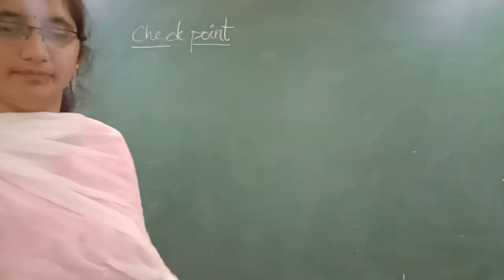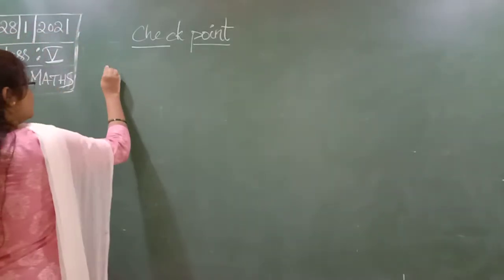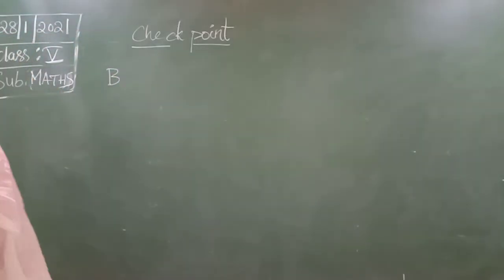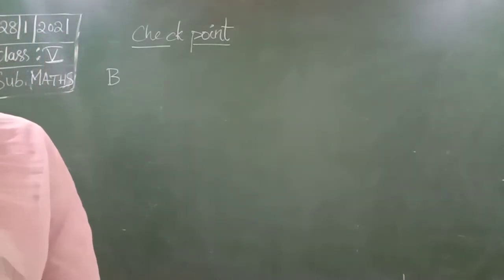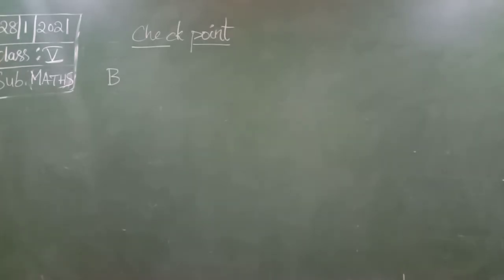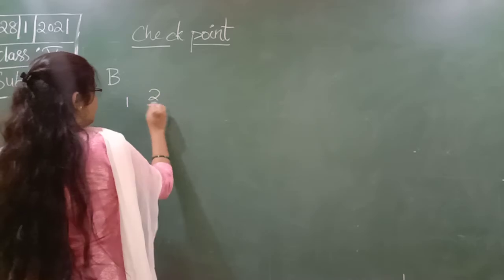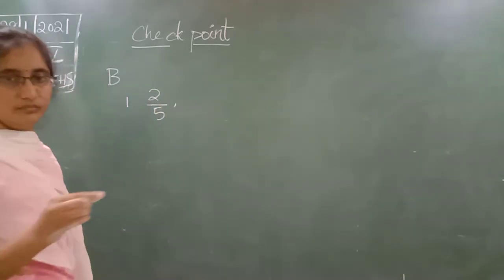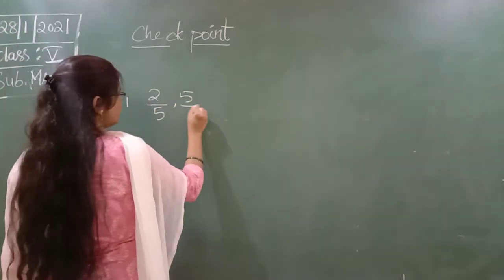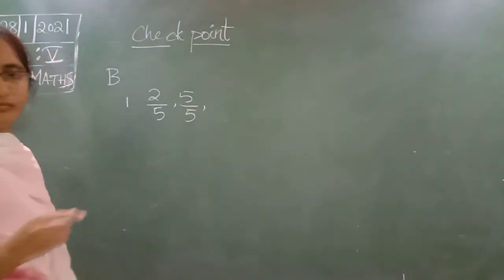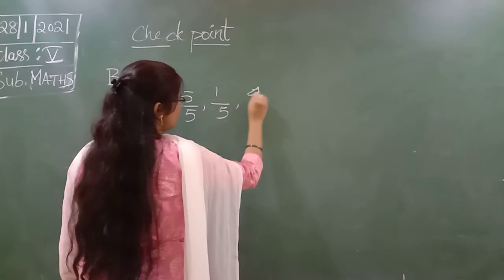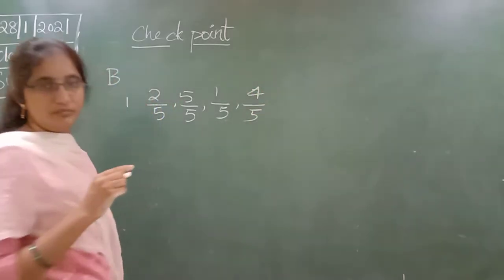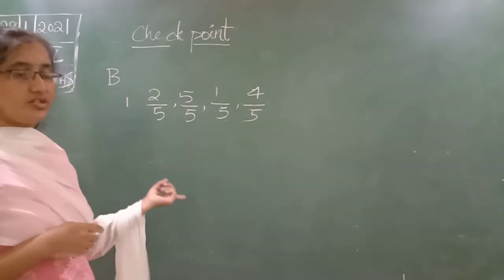Now it's the B bit. What is the B bit? Write the following fractions in ascending order. What are the fractions? 2 by 5, 5 by 5, 1 by 5, 4 by 5. Right? Write the following fractions in ascending order.